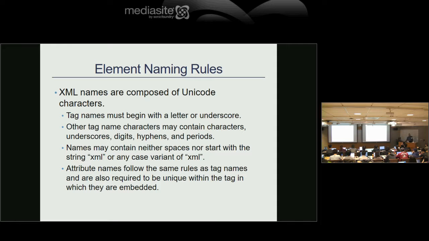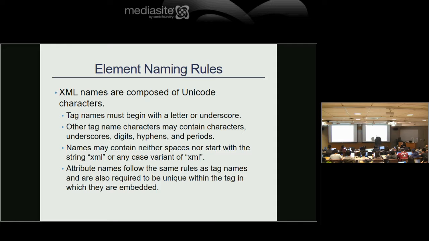XML names are composed of Unicode characters. Tag names must begin with a letter or underscore. Other tag name characters may contain characters, underscores, digits, hyphens, and periods, very like names in C++ or C#. Same kind of rules. Names may not contain spaces, and they may not start with the string XML or any case variant of XML. Attribute names must follow the same rules as tag names and are also required to be unique within the tag in which they're embedded.